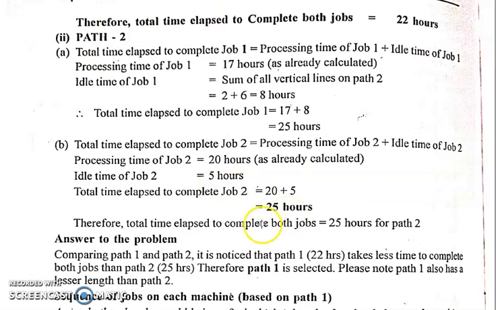So now compare path 1 and path 2. You can notice that path 1 takes 22 hours. It takes less time to complete both jobs than path 2, which takes 25 hours each. So now the best possible path is path 1. Please note that path 1 also has a lesser length than path 2.